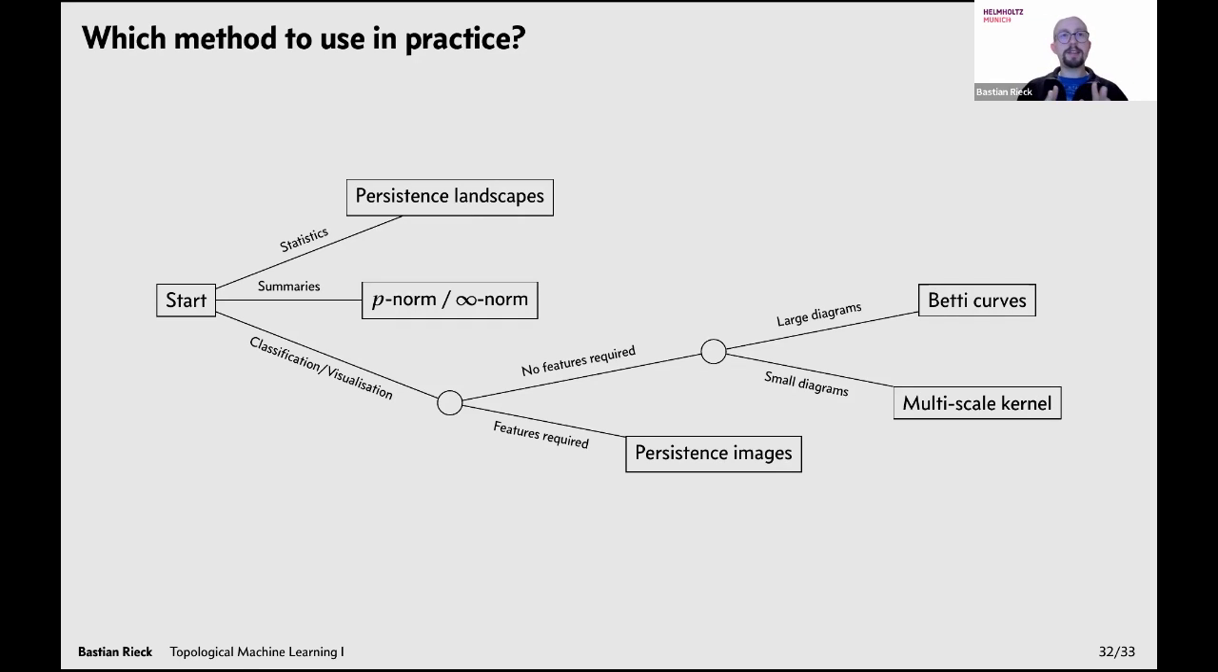Although I should say that these are not set in stone, right? There's a lot more nuances to that. For instance, we've been using the persistence landscape very, very gainfully in previous work when we were actually interested in classification tasks as well. So, this could be a first hint for choosing these descriptors in practice.